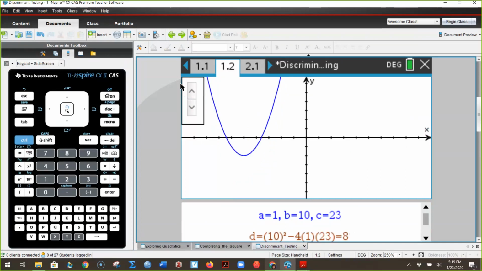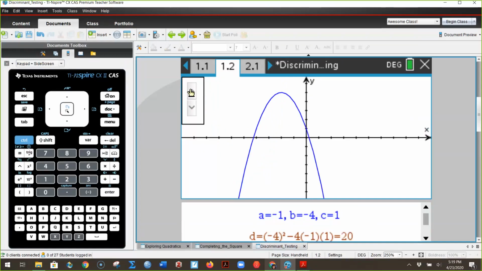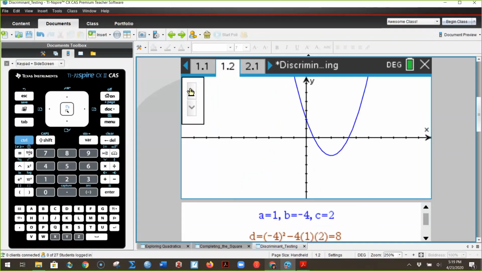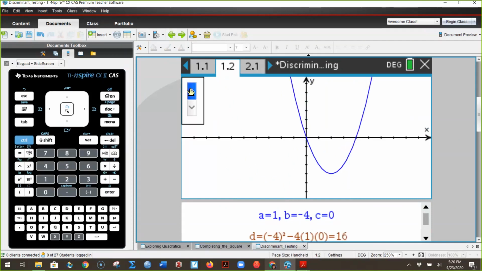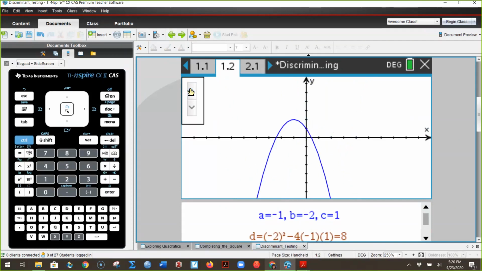And I have an A is 1, a B is 10, a C is 23. The discriminant is 8. I have an A of -1, a B of -4, a C of 1, and the discriminant is 20. And then now I have a discriminant of 8. So in the chat, what are you noticing about all of the discriminants? And we're saying that all the discriminants happen to be positive every single time.